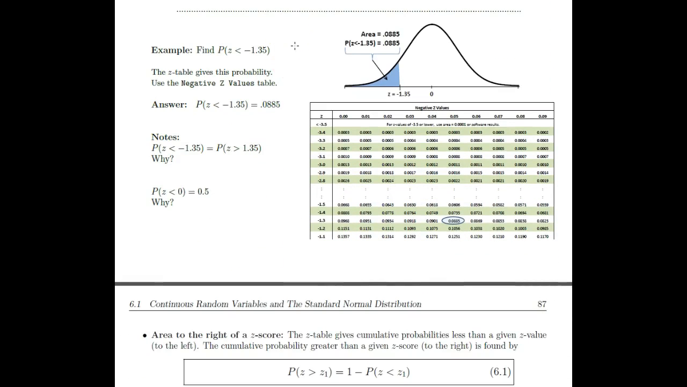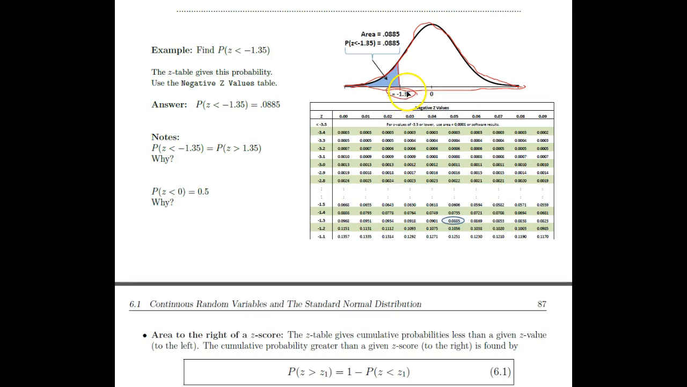Let's do the second example. Find the probability that z is less than negative 1.35. So again, you want to identify z negative 1.35, which is going to be to the left of 0, right? I always like to draw my curves. Even though the textbook has them drawn, I like to draw them myself. So we know that's to the left of 0. So we know that is going to be in the first page of those tables under the negative z values. And then we just look it up in the table.